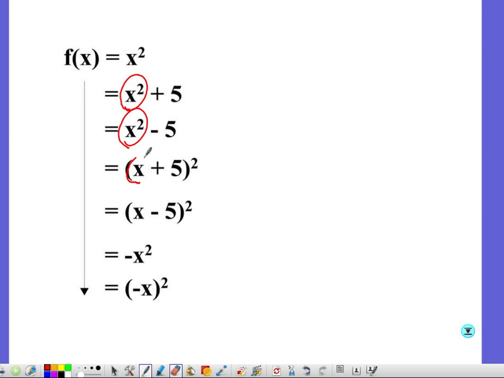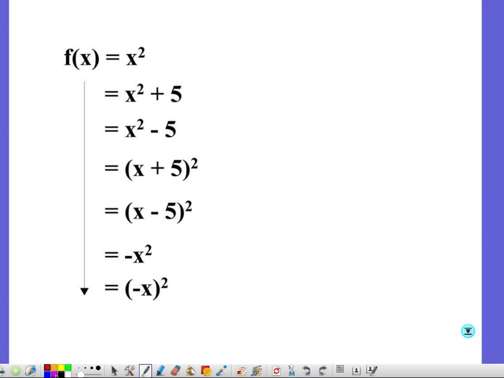Here we basically still have x squared, where x is there and then the squared is there. And this time x is inside parentheses where we're adding 5 right next to it. Here we're subtracting 5. Here we have x squared, and here x has a negative right next to it, but we're also squaring it. So for each of these equations below, it's basically still the function x squared, but we're doing something different to each of these.